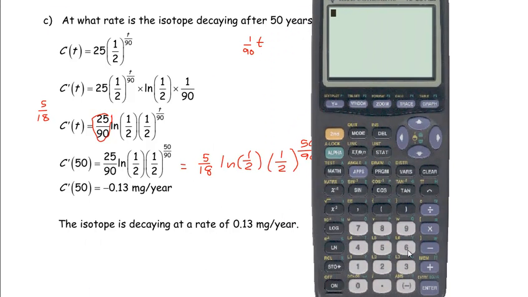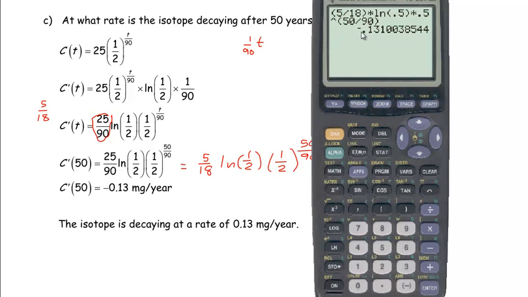So we've got 25/90ths or 5/18 times the ln of a half, so ln of 0.5, times 0.5 to the power of, remember I was talking about making sure you put brackets around the exponent, so 50 over 90. I guess we could simplify that too, but we're evaluating this numerically anyway. So you get negative 0.13.